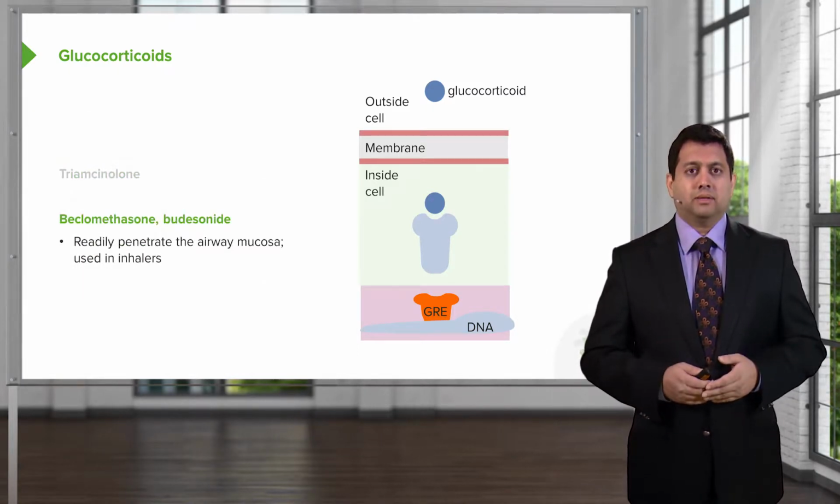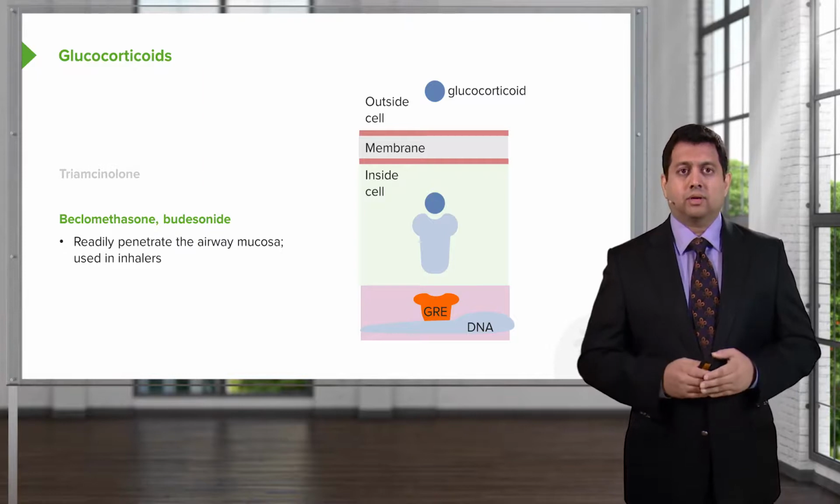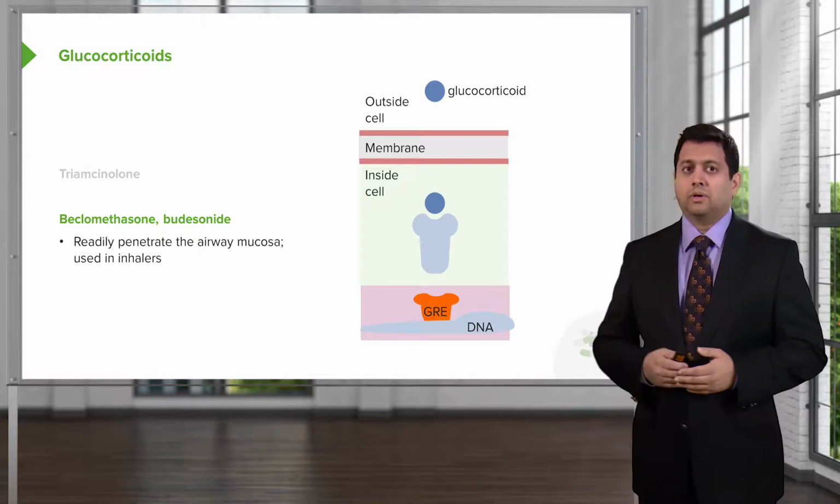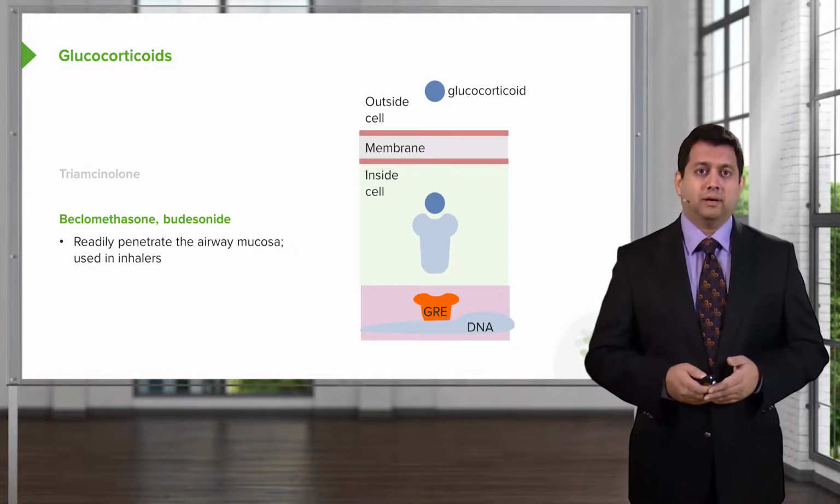Triamcinolone, beclomethasone, budesonide are other glucocorticoids. Beclomethasone readily penetrates the respiratory mucosa, so we often use it in pulmonary inhalers.